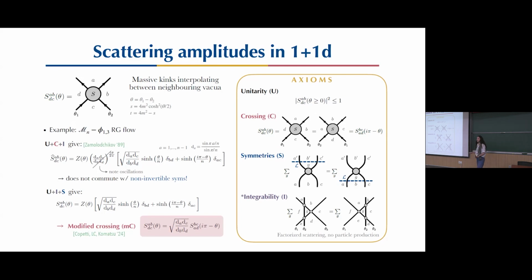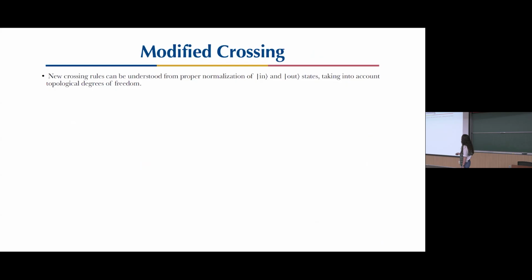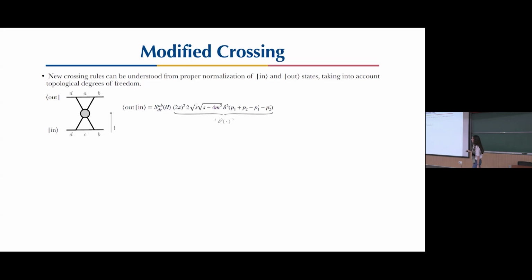So this is one particular example, but we actually have an understanding of why this should be true in general, without alluding to integrability or anything else. So let's revisit that. These new crossing rules can be understood from the proper normalization of your in and out states, taking into account that now the IR has some topological degrees of freedom. So the amplitude is this overlap between in and out states.